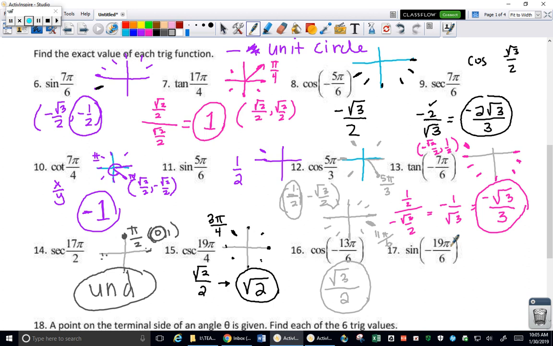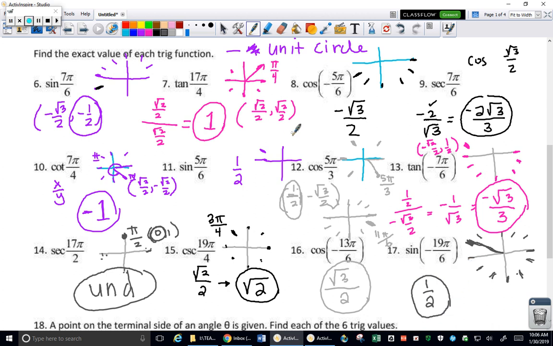And the last one, the sine of negative 19 pi over 6. That's a lot of counting again. 1, 2, 3 negatives, 4, 5, 6 negatives, 7, 8, 9 negatives, 10, 11, 12 negative, 13, negative 14, negative 15, 16, 17, 18, 19. So negative 19 pi over 6 is right here at the same spot as 5 pi over 6, which has a y value of 1/2.